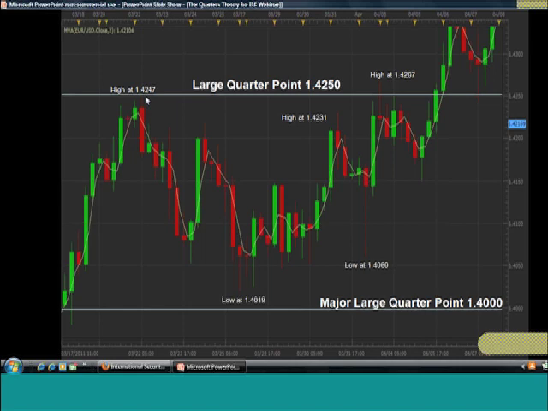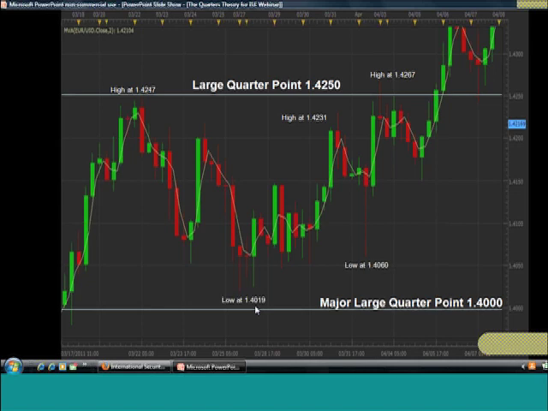So with the high at 1.4247, are we at least within 25 pips? Are we at least within one small quarter of 25 pips from the targeted large quarter point? The answer is absolutely yes. With the high here on this trading session at 1.4231, are we still within 25 pips from the targeted large quarter point? The answer, of course, is yes.